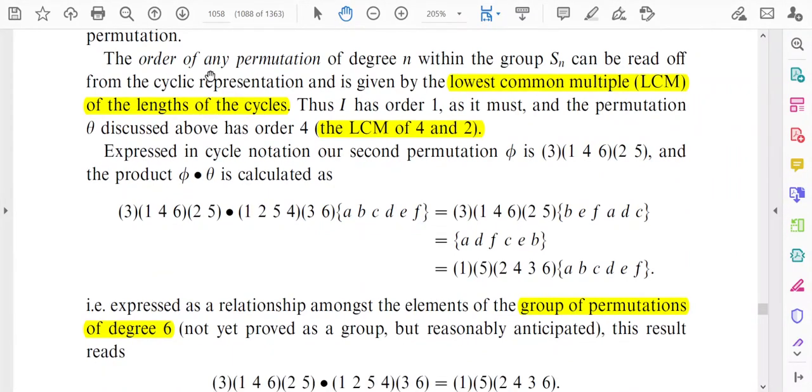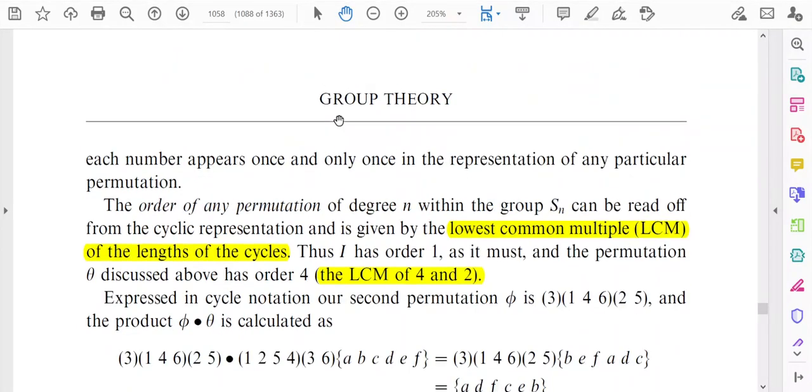Now what is the order of any permutation? The order of any permutation of degree n, for example, we have already discussed theta. Theta is of degree 6 because there are 6 distinct objects. So what is the order of theta? How to calculate the order of theta? The rule is that it is the lowest common multiple, or LCM, of the lengths of the cycles. I am again saying that it is the lowest common multiple of the lengths of the cycles.